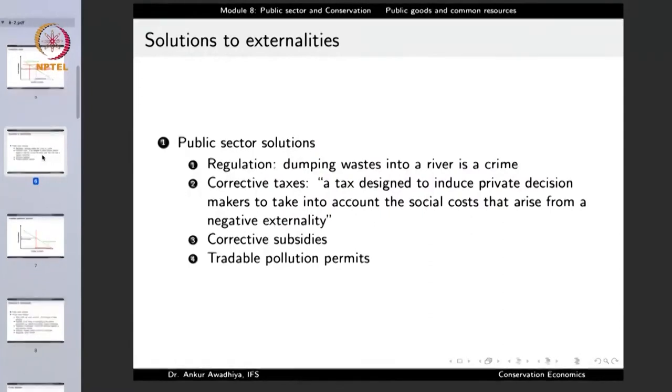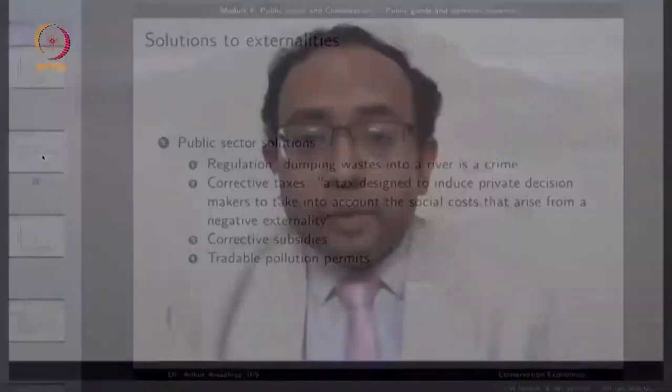Now, another thing that the government can do similarly is to use corrective subsidies. Now, in the case of corrective subsidies, the government provides money to certain activities that need to be promoted, such as things like education or vaccination or healthcare. So when a person is vaccinating himself or herself, then they are also protecting the community from the spread of diseases.